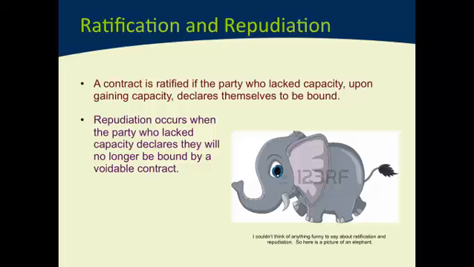The other option that someone has once they reach that position of capacity is to repudiate the contract. That is, they can turn around and say, I no longer consider myself to be bound by this contract. I don't want to participate anymore. Now, this can only happen in the case of a voidable contract. But remember, most of the contracts that we've been talking about are voidable. The starting position is that they're voidable.